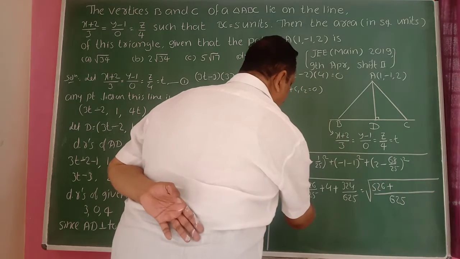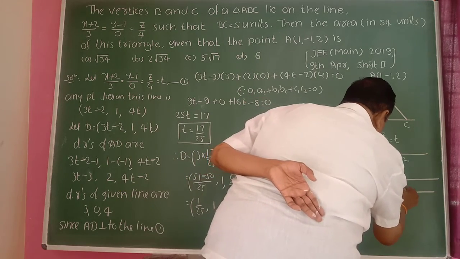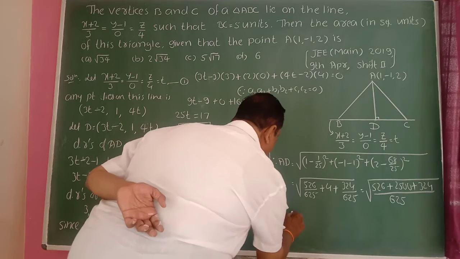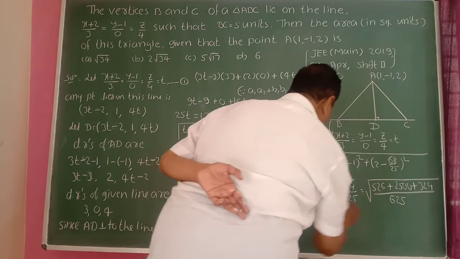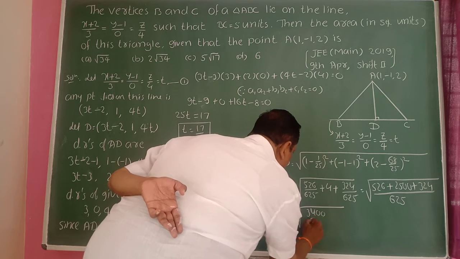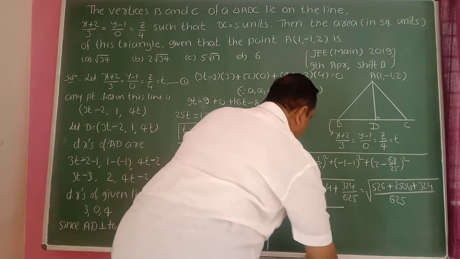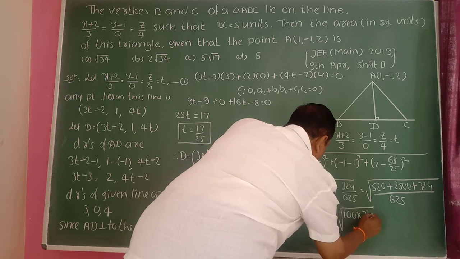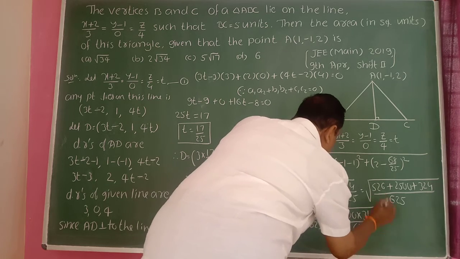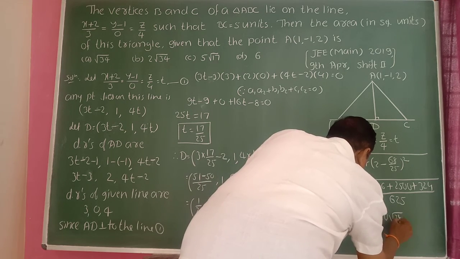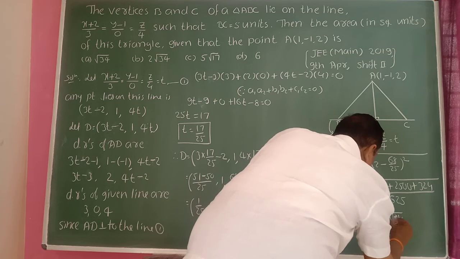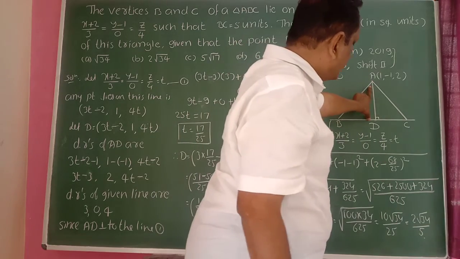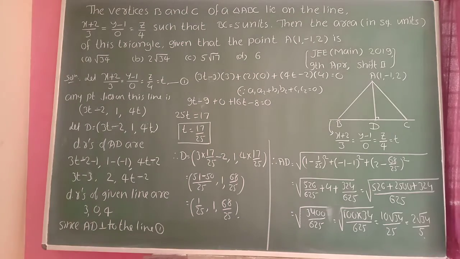576 plus 625 times 4 which is 2500, then plus 324. The sum of these terms gives 3400 divided by 625. Therefore this is equal to root of 100 into 34 divided by 625, so 10 root 34 divided by 25. Then 5 2s are 10, so the altitude of this triangle is 2 root 34 divided by 5.